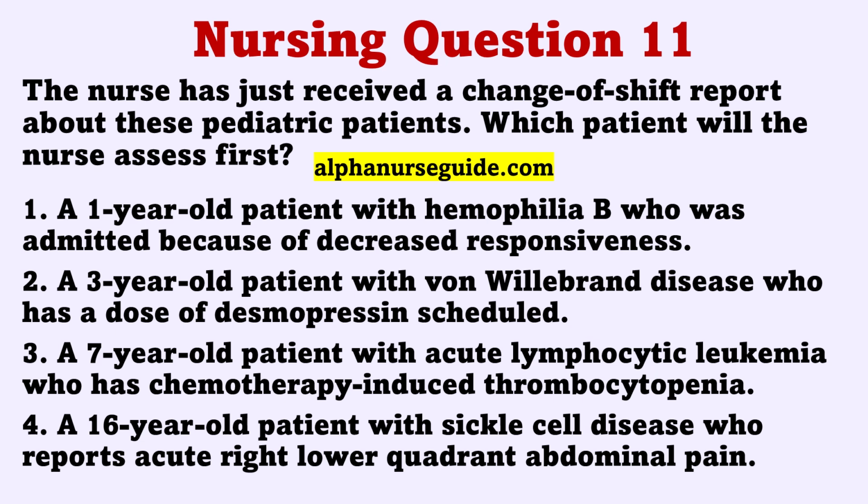Because decreased responsiveness in a 1-year-old patient with a clotting disorder may indicate intracerebral bleeding, this patient should be assessed immediately. The other patients also require assessments or interventions, but are not at immediate risk for life-threatening or disabling complications.